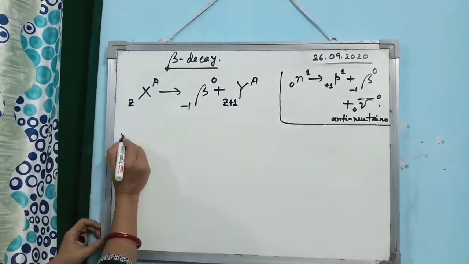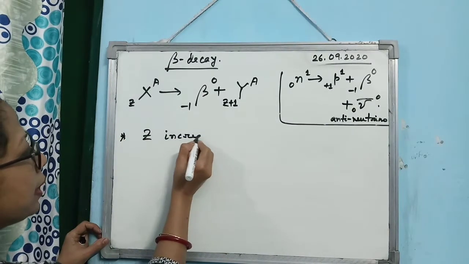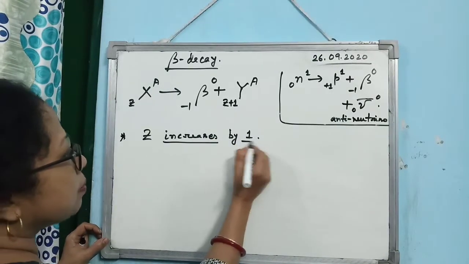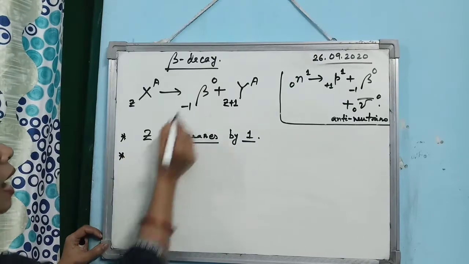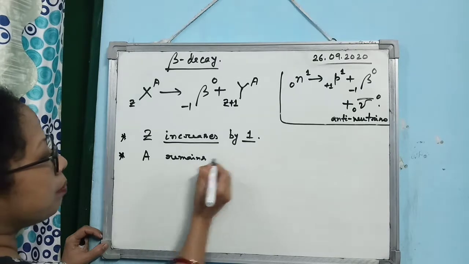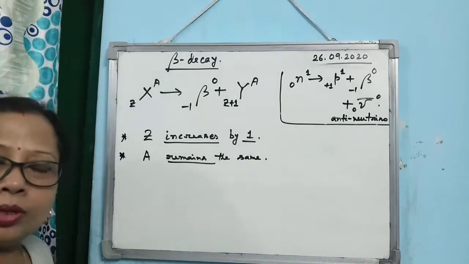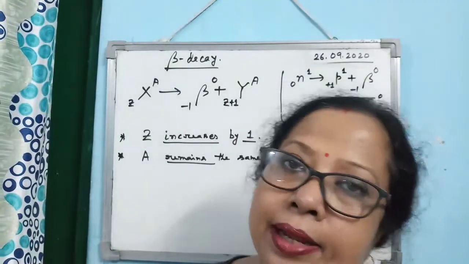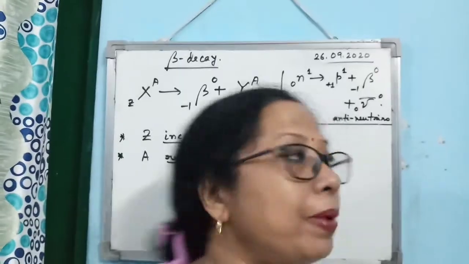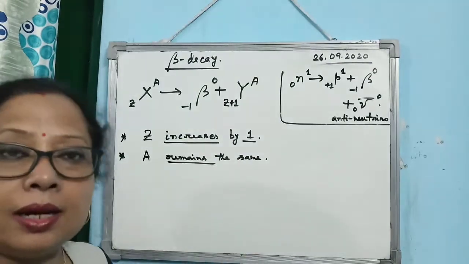Then what can you write about beta decay? Z, the atomic number, increases by 1. But what happens to the mass number? The mass number remains the same. Is that clear? Very interesting, no? During alpha decay, Z decreases by 2 and A decreases by 4. But during beta decay, Z increases by 1, but A remains the same.